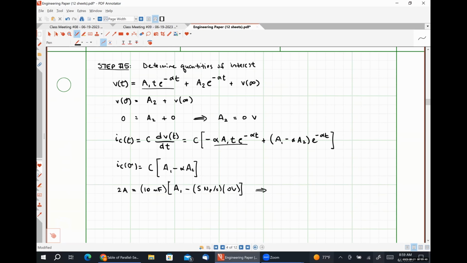So it looks to me like A1 is going to be 2 amps divided by 10 millifarads. So 2 divided by 0.01 is 200 volts per second.